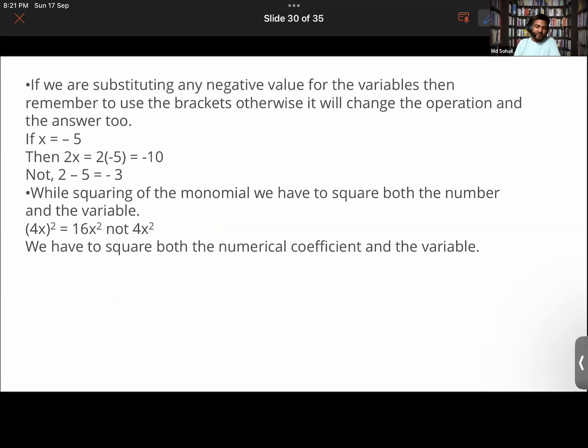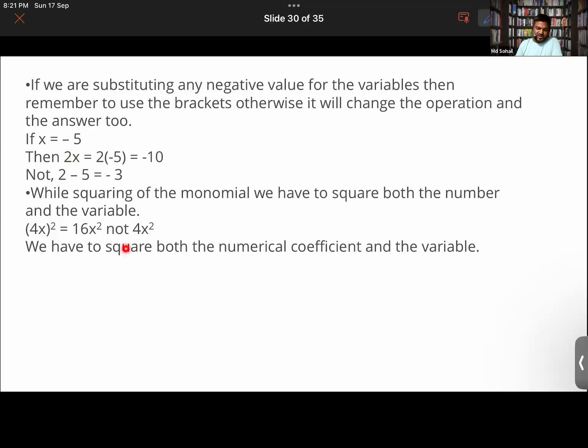Then again, if you are substituting any negative value for the variables, for example, for x, this is the expression given here, 2x. You are asked to put the value minus 5 in place of x and find the answer. So you will do it like this: 2 multiplied by minus 5 is equal to minus 10. 2x simply means 2 is in multiplication with x. It will not be subtraction, it will not be like 2 minus 5.